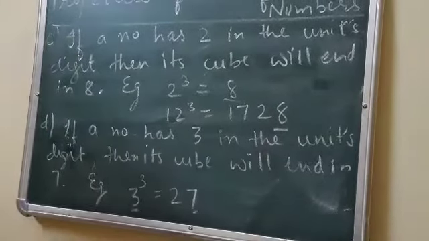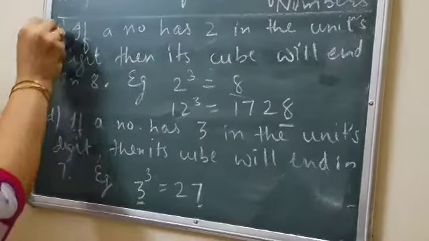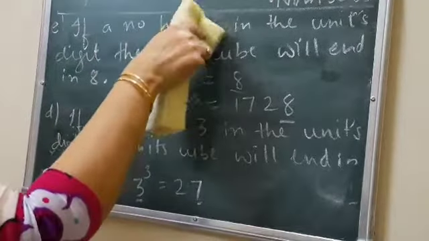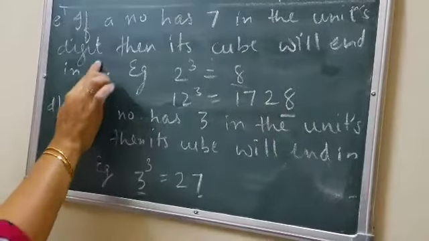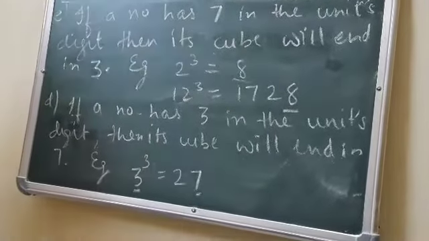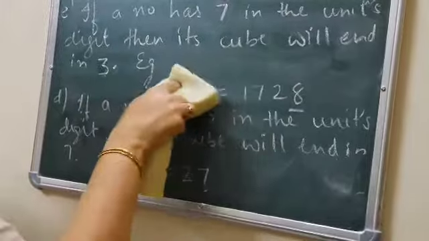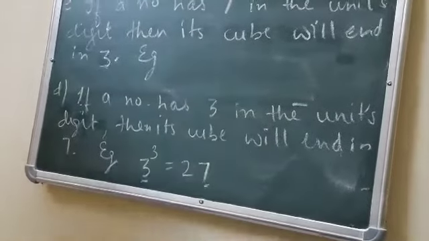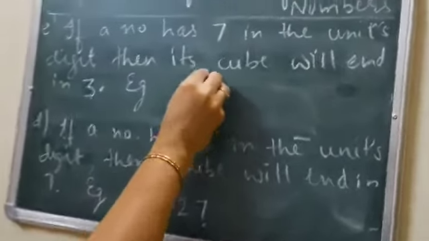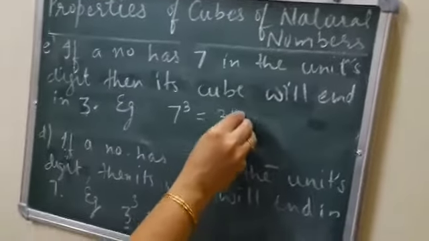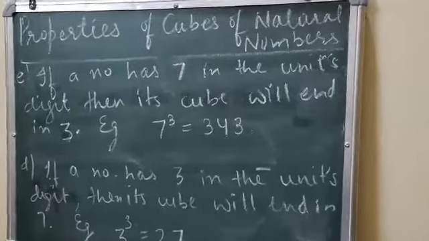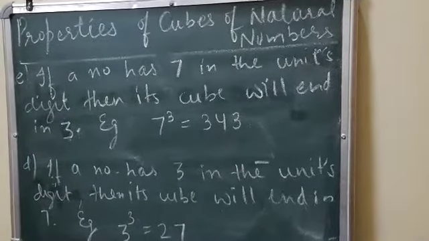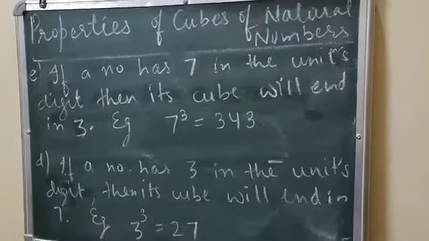If a number has 7 in the units digit, then its cube will end in 3, right? We can take the example of 7. 7 cube is 343. So you can see that if your units digit is 7, then your cube will end in 3.